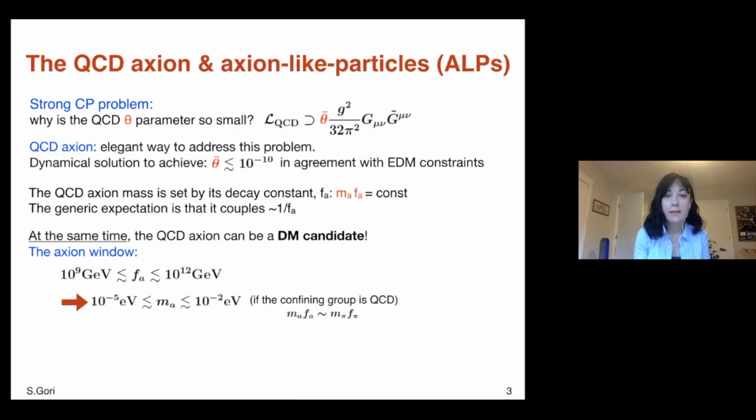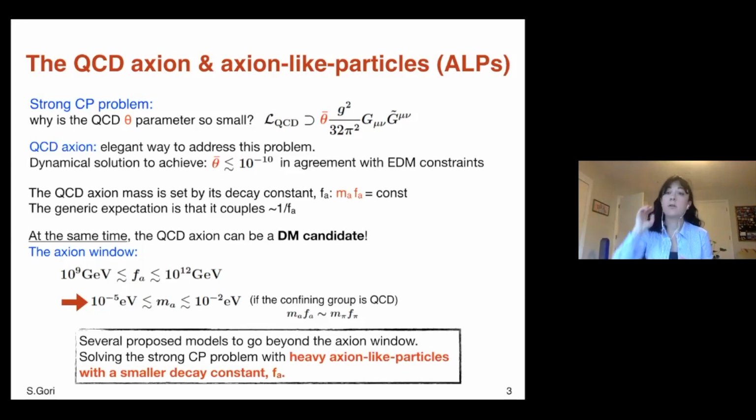We know also that the QCD axion, in a specific mass range and for specific values of the decay constant Fa, can be a good dark matter candidate if it is very, very light. In the last few years, there has been quite a bit of activity in proposing new models for axion-like particles that still address the strong CP problem, but with axion-like particles that are heavier and also with a decay constant that is smaller than what is predicted by the QCD axion. And so this gives us extra motivation for considering axion-like particles with masses in the MeV range or above, and also with decay constants that are not too large.